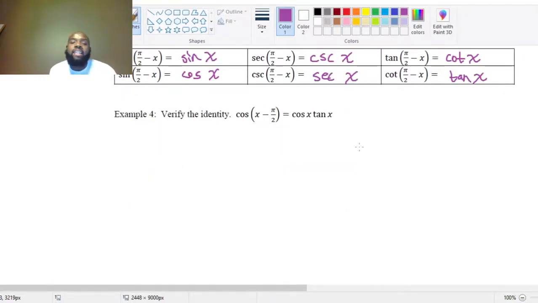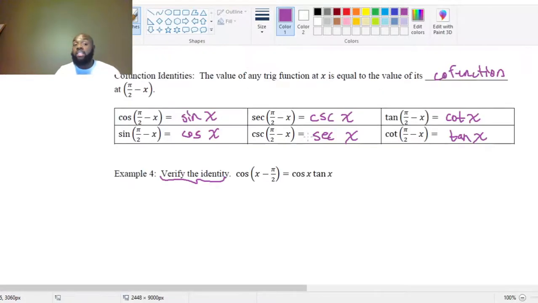Verifying an identity is basically working on one side of the identity until you get to the other side. So I'm going to start on this left-hand side here, and I'm going to try to rewrite this expression over here. That's what we mean by verify the identity. This looks like the cofunction identity. The difference is that it has x minus pi over 2, whereas these cofunction identities have pi over 2 minus x. What I'm going to do is write on one side, and I'm going to keep bringing my equal sign down. I'm going to rewrite this.